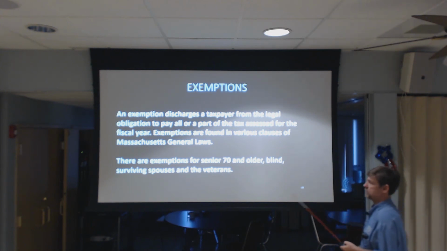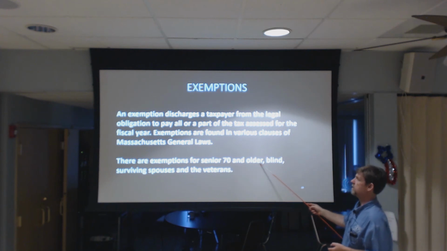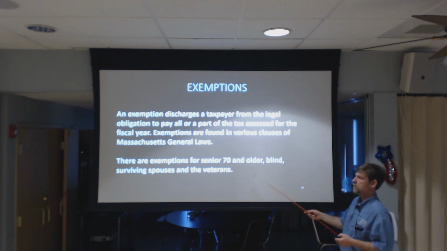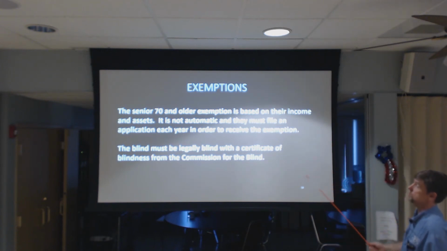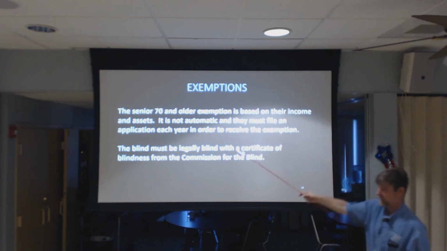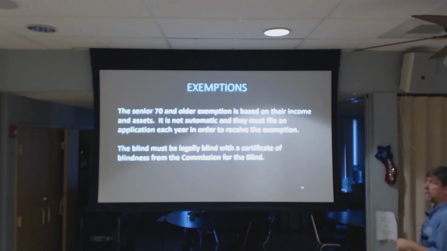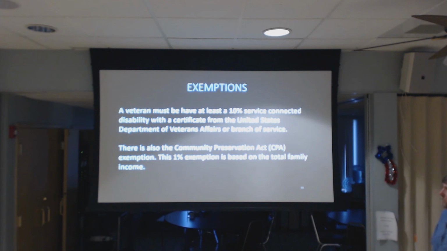And there are exemptions out there for seniors over 70, folks that are blind, surviving spouses, and veterans. The senior 70 and older exemption is based upon the income and assets. It's not automatic, and you have to file for it each year because it's based upon income and assets. The blind, you have to be legally blind with a certificate of blindness from the commission. A veteran, you have to have at least a 10% service-connected disability with a certificate from the Department of Veterans Affairs or a branch of the service.